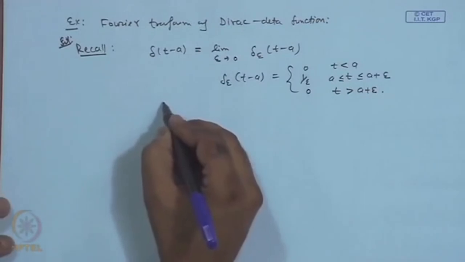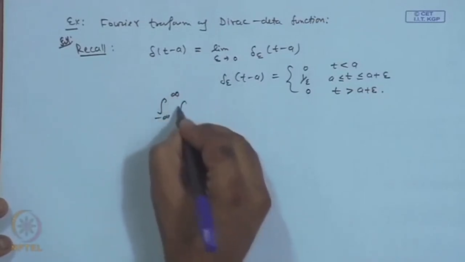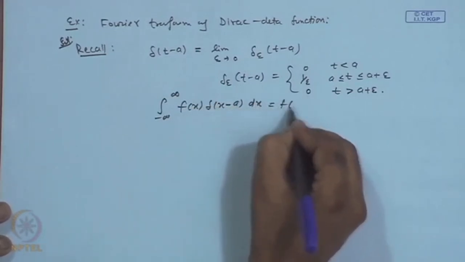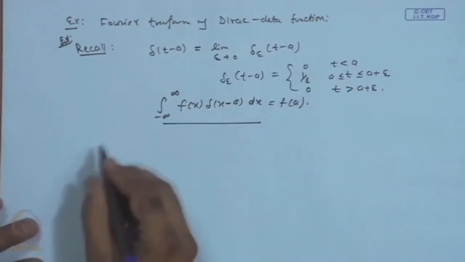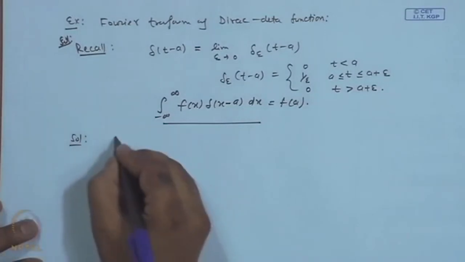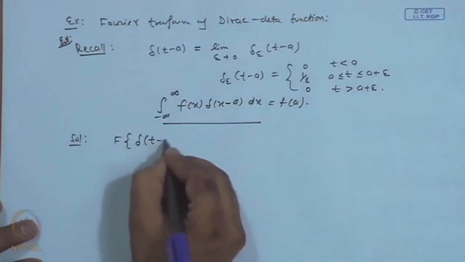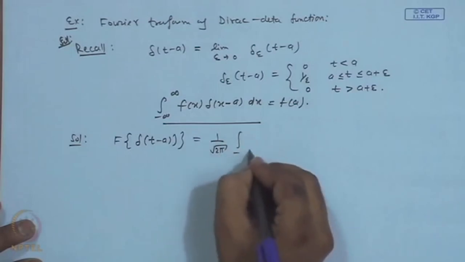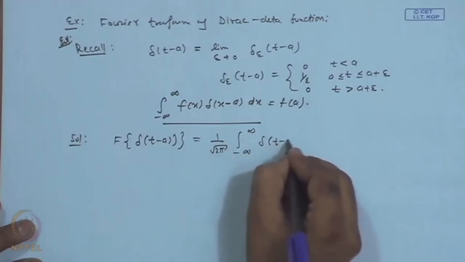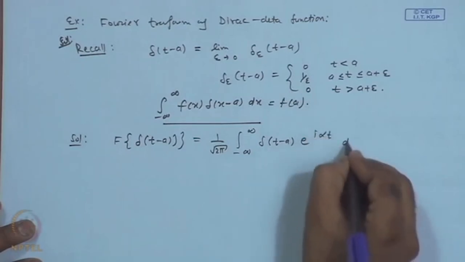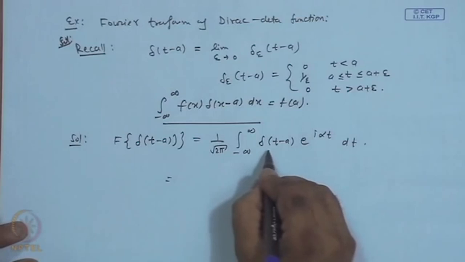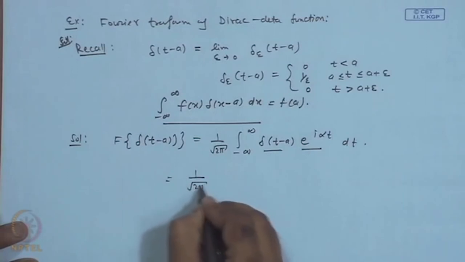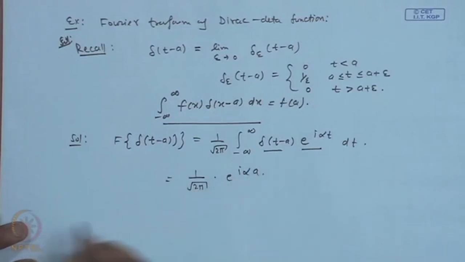With this definition we have seen that the integral from minus infinity to plus infinity of f x delta x minus a dx is f a, and with this definition we can easily get the Fourier transform of the Dirac delta function, which will be 1 over square root 2 pi times the integral from minus infinity to plus infinity of delta t minus a e power i alpha t dt. This will give us the function value, that is e power i alpha a. So, 1 over square root 2 pi and e power i alpha a.